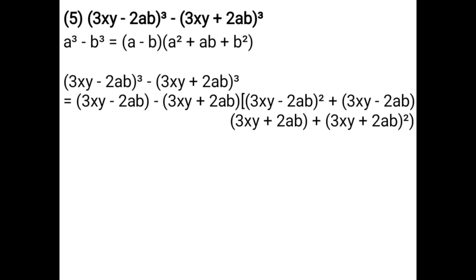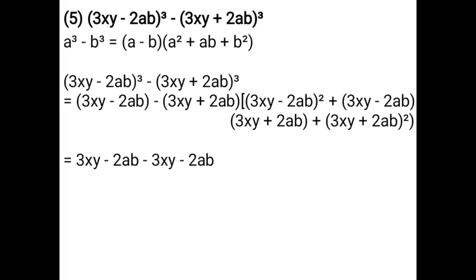First we will open the first bracket. That is equal to 3xy minus 2ab, minus into plus is minus, that is minus 3xy, minus into plus is minus, that is minus 2ab. After opening the first bracket, we will solve the second bracket.